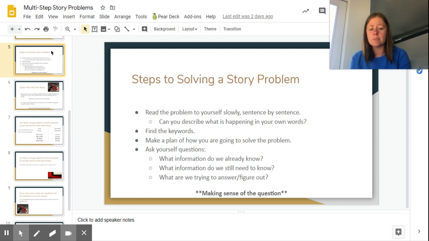Finding those keywords, making a plan of how you're going to solve the problem. And when you're doing that, you're asking yourself questions about okay, what information do I already know? So what did they give me? What do I still need to know? And then finally, what are we trying to answer? What are we trying to figure out? Okay, because in a story problem, they'll give you some important information. You're going to have to find some of that important information to get to your answer. Okay. So ultimately, you're just trying to make sense of that story problem.